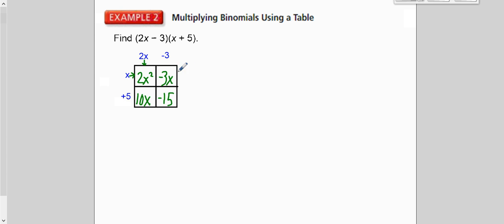Now we need to write out our answer. We still want to combine like terms, and we always want to write our answer in standard form from the biggest exponent going down. So descending order by exponent. 2x squared. Now combine these two. What do we get? Write it down. And then our last number is a negative 15, so we're going to write it as a minus 15.